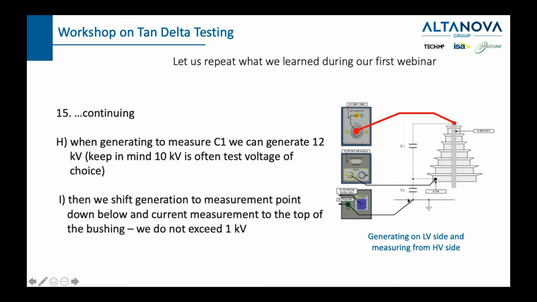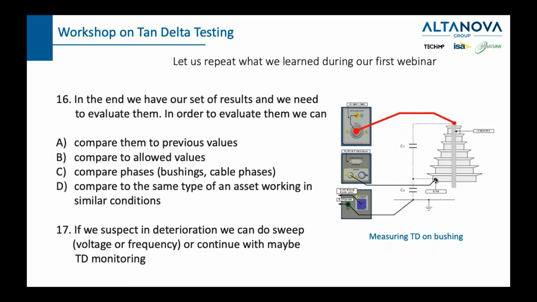When we are measuring C2, what we need to do is to generate less. We need to generate less because this is quite close to the ground, and even with 1 kilovolt, it is more than enough to do a test. In the end, we will have our set of results, and we need to evaluate them. Do we have good results? So we can do a comparison to the previous values, or we can compare them to the allowed values. Allowed values, by that I mean the table, or we can compare them between themselves. If we have bushings, they all should have more or less very similar values.